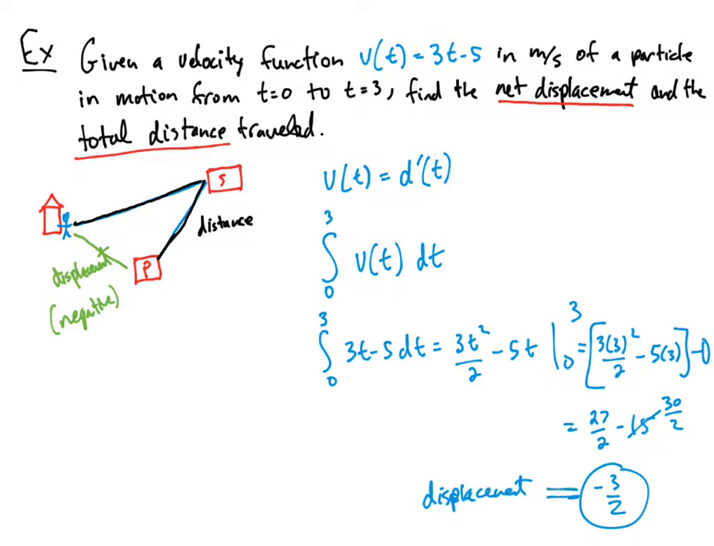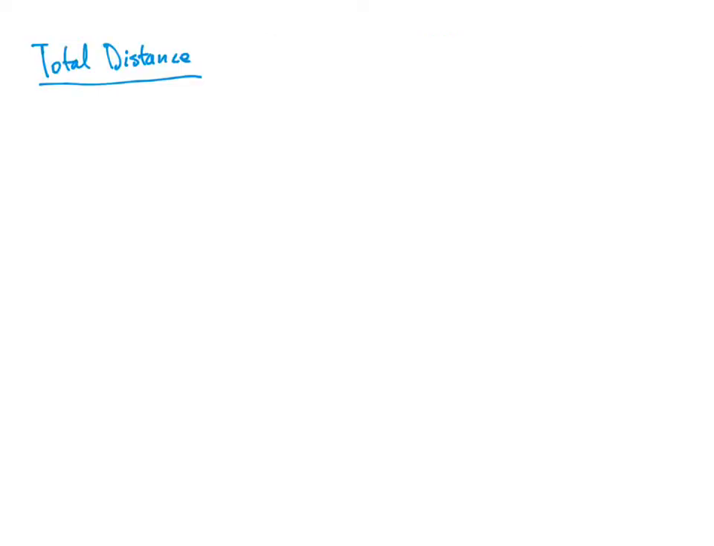Okay, so our displacement is negative 3 halves, and that's in meters. So this particle, wherever it started, maybe it moved forward, but then it moved farther in the negative direction, and so its final resting place is kind of behind where it started. So now let's look at the total distance traveled. So for total distance, it's possible that the total distance could equal the displacement if the particle has always been moving in the same direction.